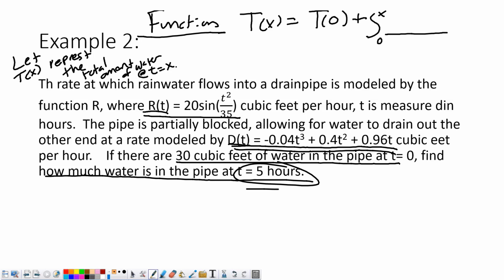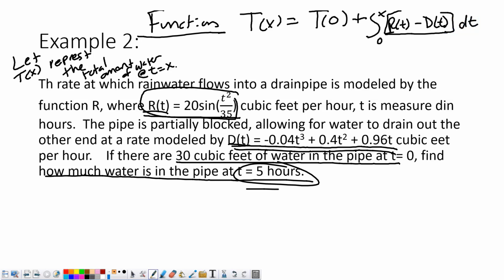So what function represents the rate in again? You're right. I'm not going to write that. I'm just going to put R. But you're right. It's that one. So R of T minus my rate out. What's my rate out? D of T. Over time. There it is.